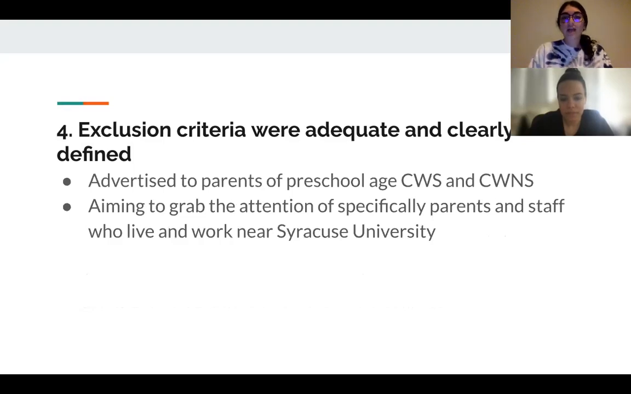Exclusion criteria were adequate and clearly defined. So the study aimed to advertise to parents of preschool age children who stutter and children who don't stutter by advertising in parent magazines, and to employees of Syracuse University and the staff who live and work near the university.